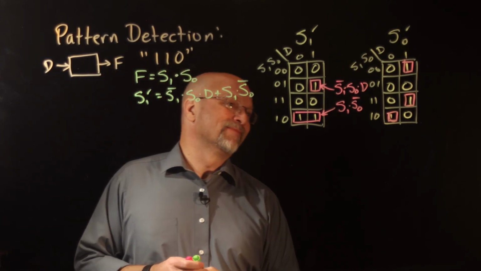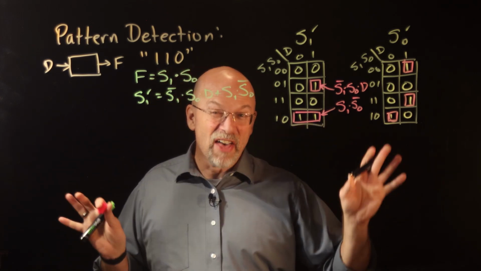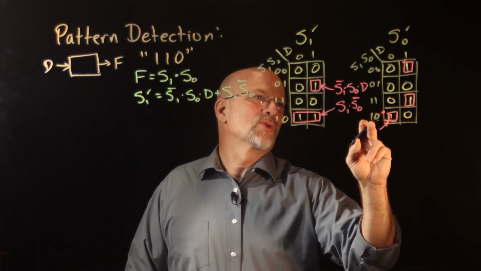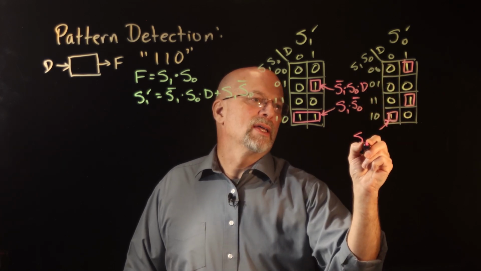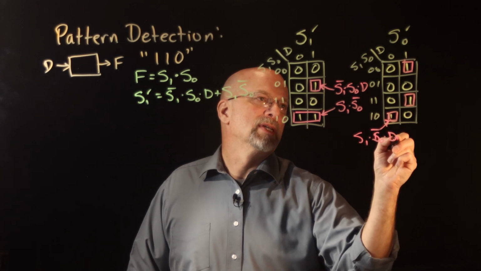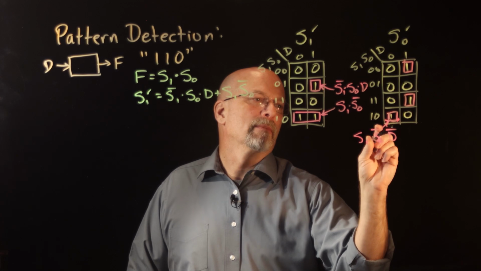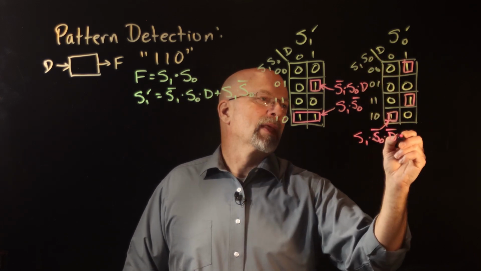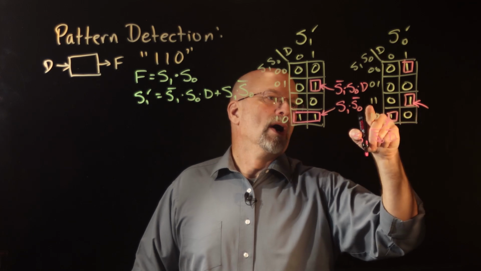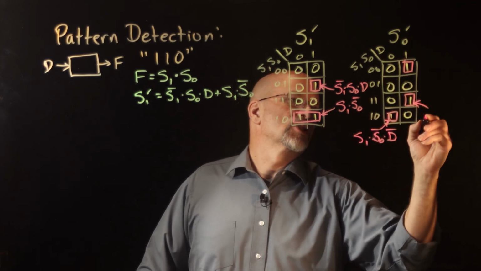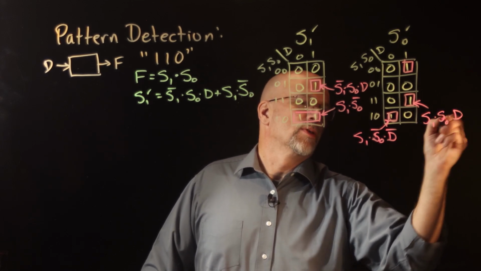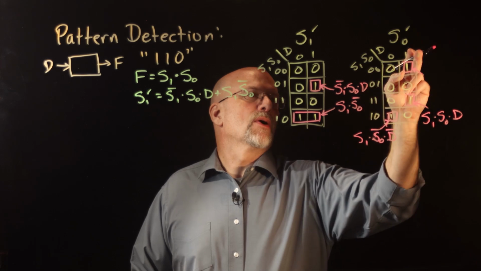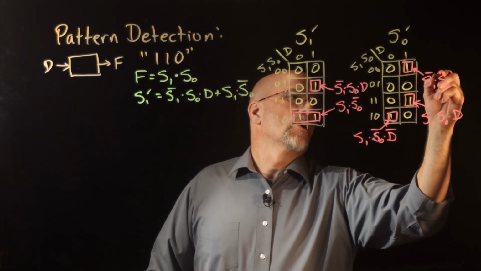The third one, well, goodness. Nothing drops out of any of these expressions. So we've got this one right here. This is a 1 when S1 is a 1, S0 is a 0, and D is a 0. So S1 ANDed with S0 bar ANDed with D bar, right? I think we got that right. Made it a little messy, but got it right. So that one is S1, S0 bar, D bar. And then this one right here is a 1 when S1 is a 1, S0 is a 1, and D is a 1. This becomes S1 ANDed with S0 ANDed with D. And then this one right here is S1 is a 0, S0 is a 0, and D is a 1. So this becomes S1 bar ANDed with S0 bar ANDed with D.